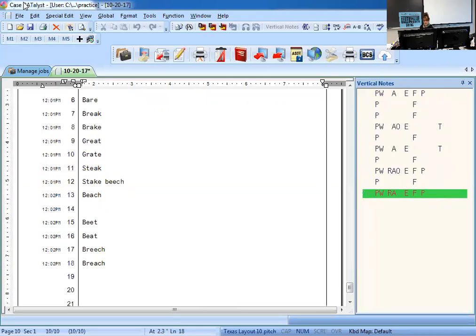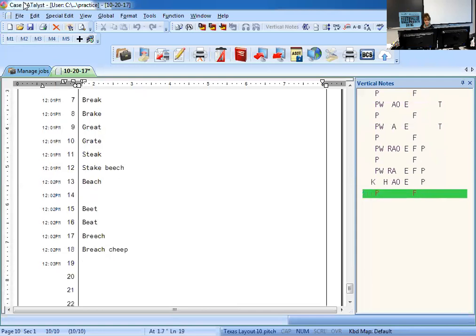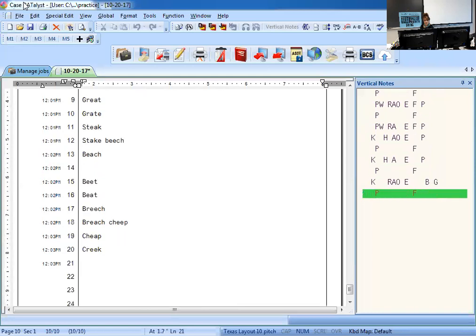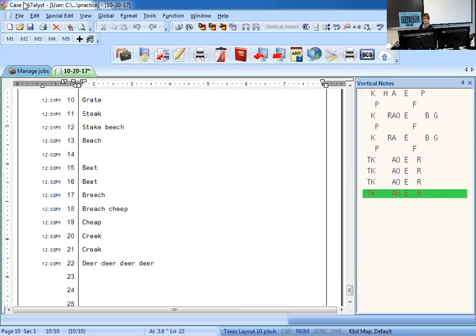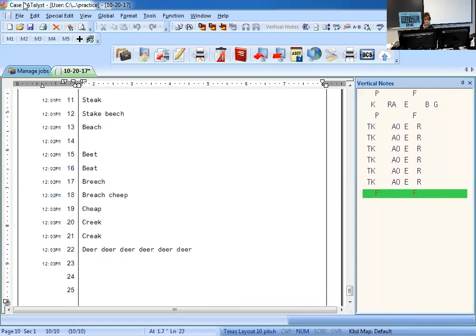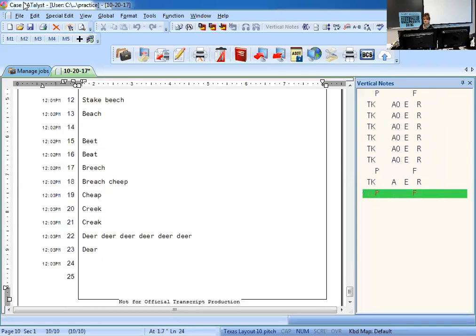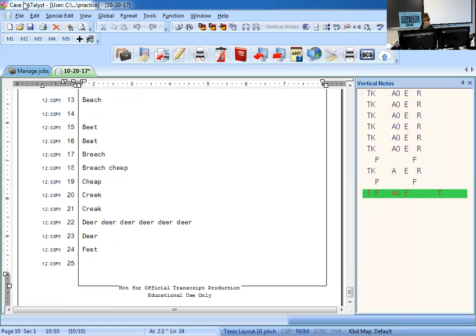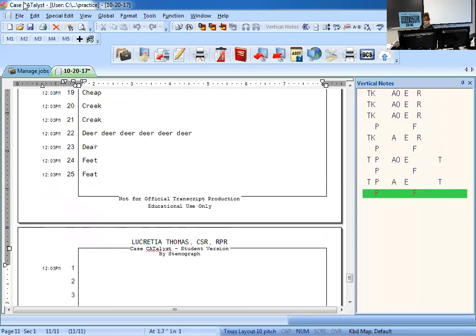Cheap, S-H or C-H long E-P, because there's an E-E in there. Cheap car, S-A or K-H-A-E-P. Okay? So creek, K-R long E-K. And then creek, K-R or C-R-E-A-K is K-R-A-E-K. Deer, as in the deer in the woods, D long E-R. But dear Tom is D-A-E-R. Take advantage of how the word is spelled. Feet, how many feet can you jump? F long E-T. Feet, to accomplish something, F-A-E-T. Okay, take advantage of the spelling.